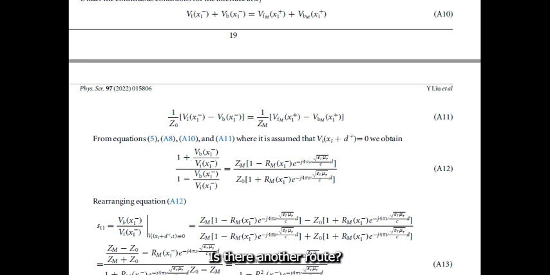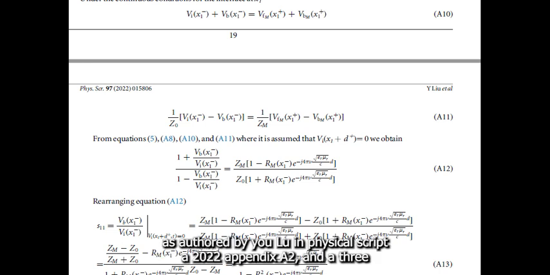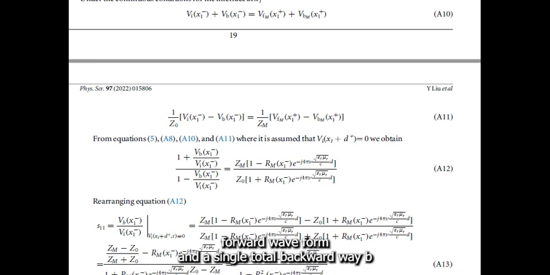Is there another route? Yes, the macrocontinuous route using classic transmission line boundaries, as authored by Yulu in Physica Scripta 2022, Appendix A2 and A3. By representing the fields inside the film as the superposition of a single total forward wave Fm and a single total backward wave Bm, we establish two boundary nodes, x1 and x2.